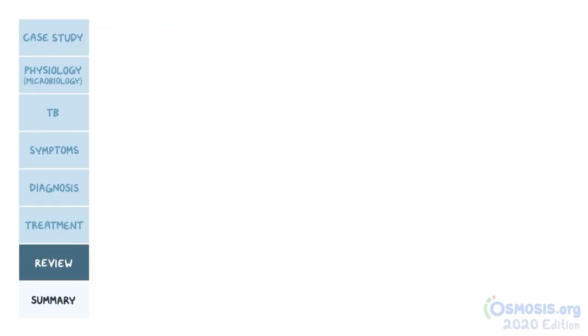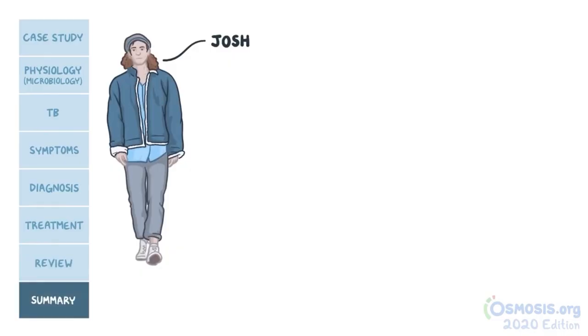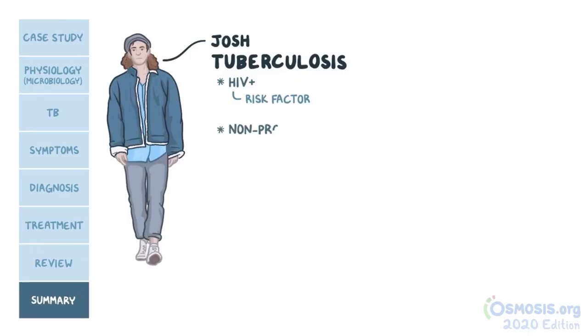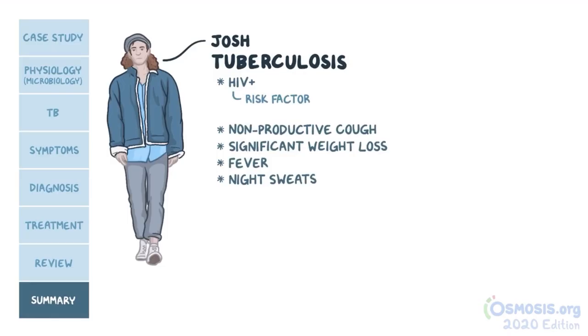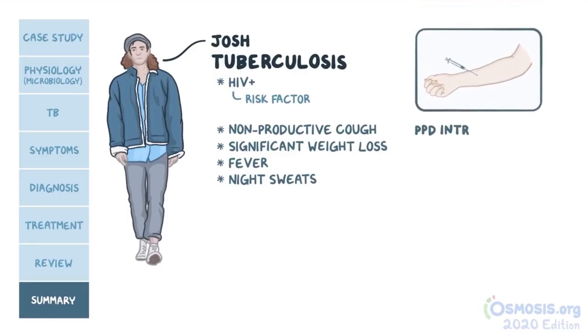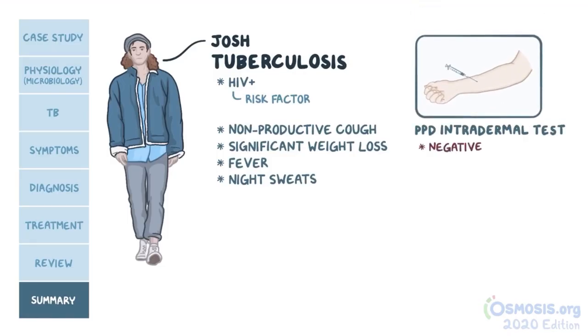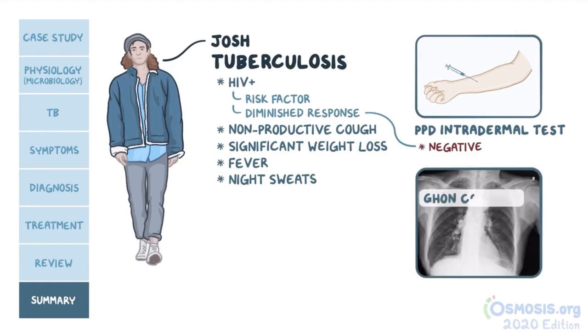And now back to our case. Josh is a textbook case of tuberculosis. His history of HIV infection is a risk factor, and he presents with non-productive cough, significant weight loss, fever, and night sweats. The screening via the PPD intradermal test was negative, but this might be due to a diminished response due to HIV. His chest X-ray showed a Ghon complex though, so the next step would be to start him on RIPE.